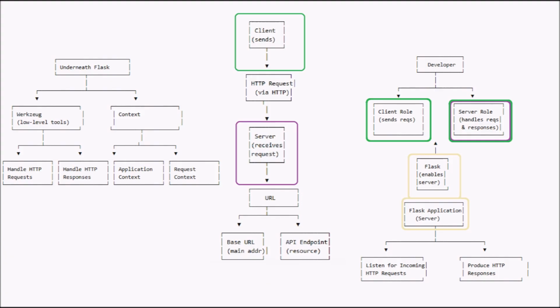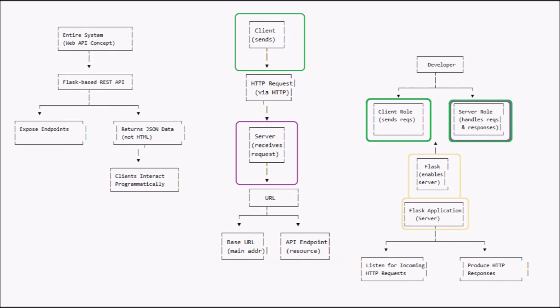Underneath Flask, Werkzeug provides the low-level tools for handling HTTP requests and responses, while the concept of context, including both application and request context, ensures that the correct data is available at the right time during the life cycle of a request. The entire system fits within a broader idea of a web API, where a Flask-based REST API can expose endpoints that return JSON data instead of HTML, allowing other clients to interact programmatically.